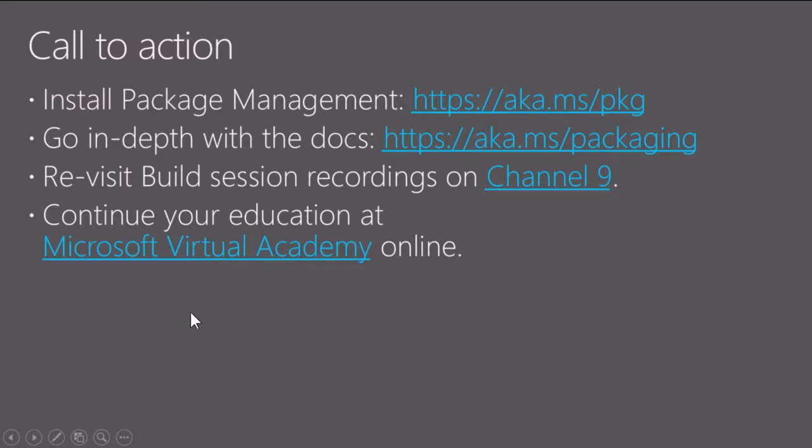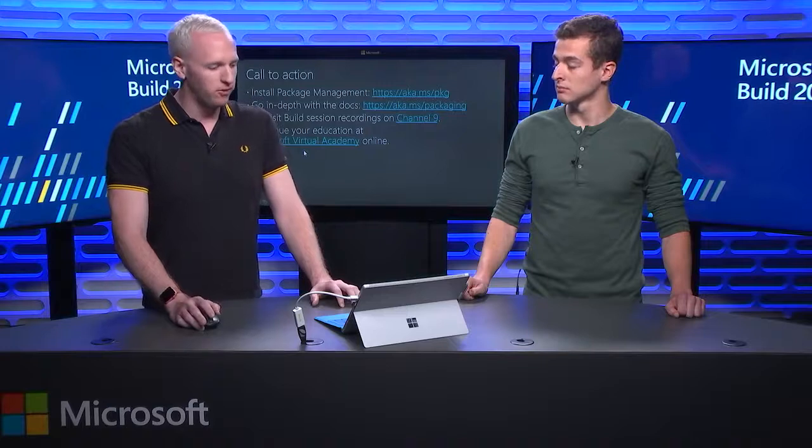Yep. All right, so now we'll do some calls to action to send you on your way. First, to install package management, you can go to aka.ms/pkg. That'll take you right to the page that Calvin showed earlier, where you can either start a trial or buy some licenses. If you want to start with our documentation, which we've just recently refreshed, you can go to aka.ms/packaging, or you can start at visualstudio.com/docs if you'd rather do that.